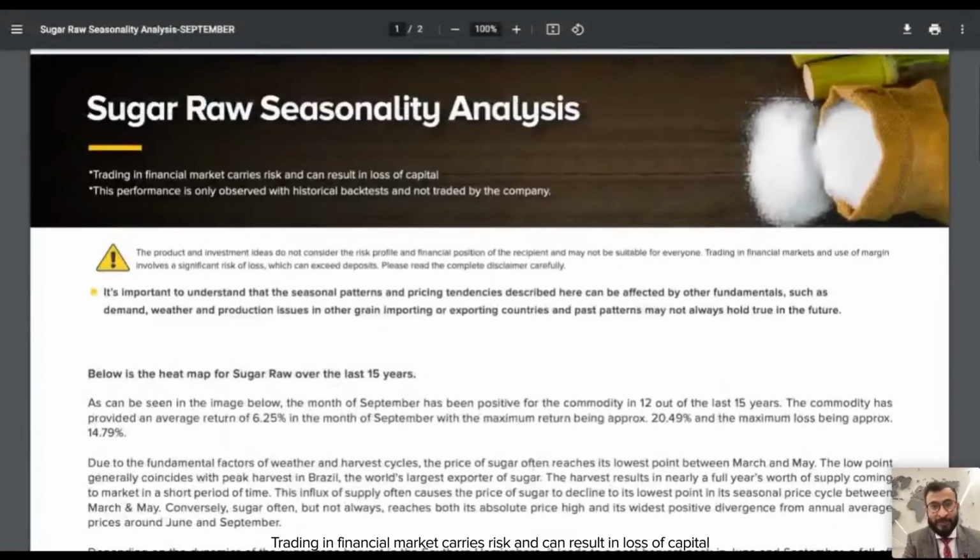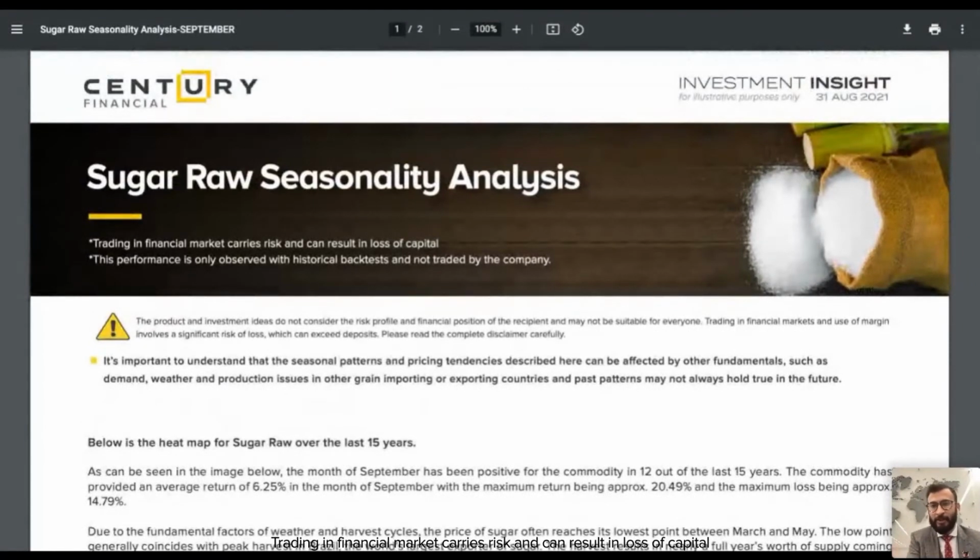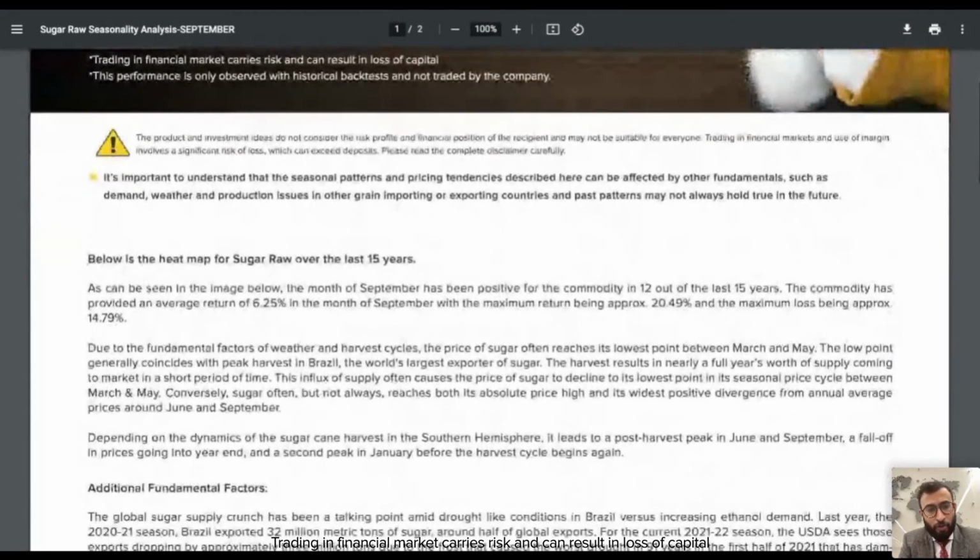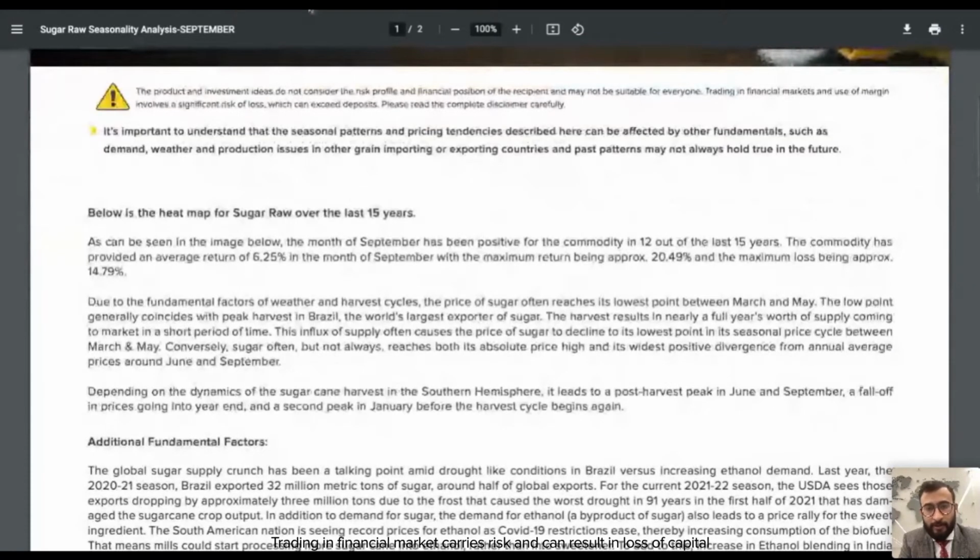How seasonality works? Again, I'm taking sugar raw here for the seasonality as well, because now you can relate it with the example. And this was created on 31st August. So these are recent strategies, what I'm talking about. Below is the heat map for sugar raw. Hope everybody can see this. Okay, great.